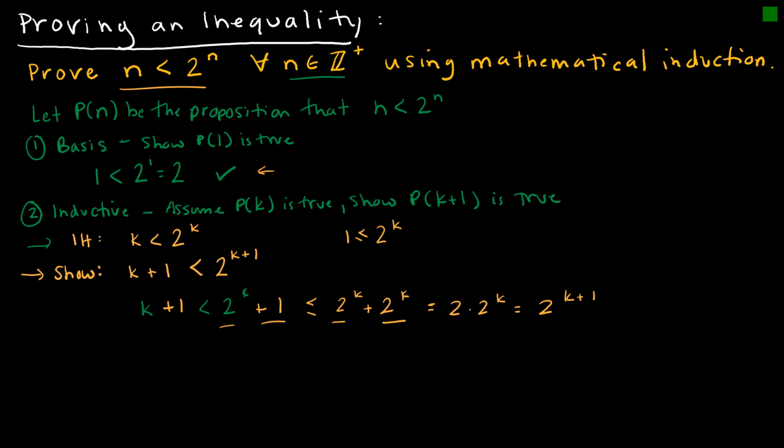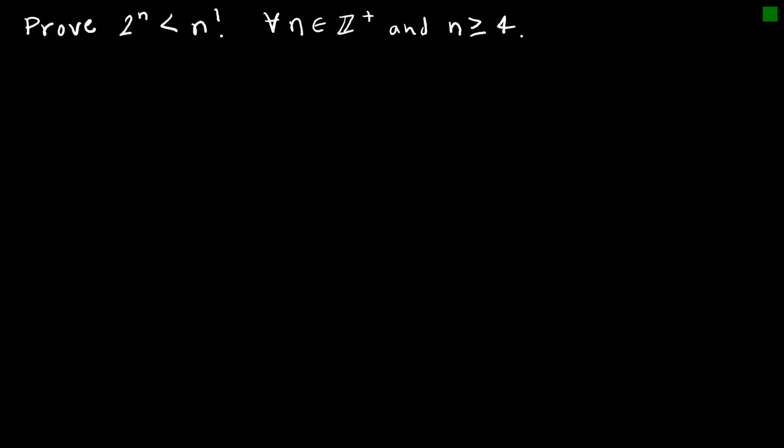which is then what I wanted: k plus 1 is less than 2 to the k plus 1. And so again, we use the assumption that P(k) is true, and then manipulated to show what we wanted to in fact show. And so I have proved that to be true. So let's take a look at another inequality, because obviously these get a little bit trickier.